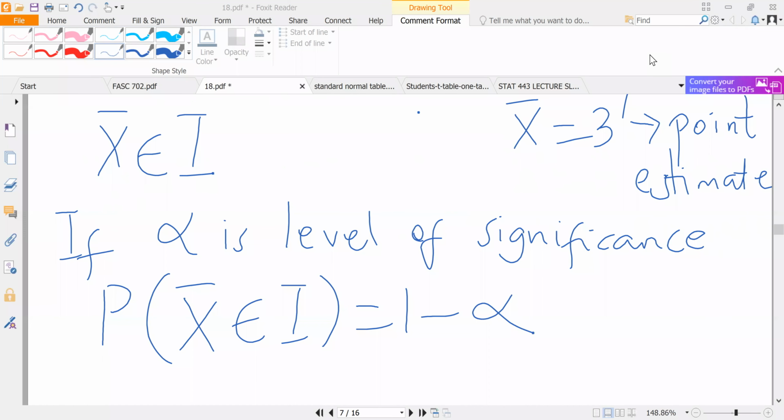Okay, so we want to identify the interval within which our estimator is going to lie. Now, once we are able to identify this particular interval, then we can say that we are 1 minus alpha percent sure that our estimator lies within that particular interval I. Now, the interval I is a real interval, which means that it lies within the real number line.